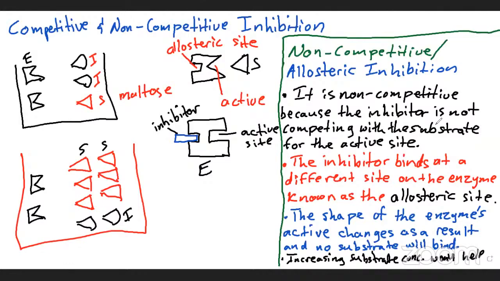So let's make a note that this one is non-competitive, reversible. Let me just put it up here. So the enzyme shape is not permanently changed, all right? So that is why it is reversible. That means it can go back to what it was.